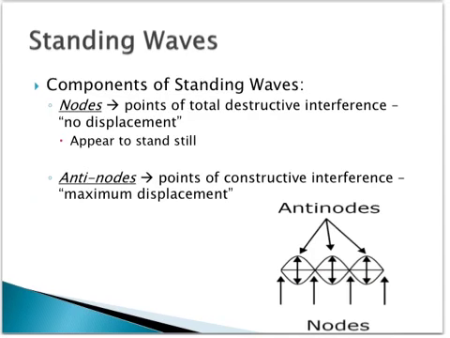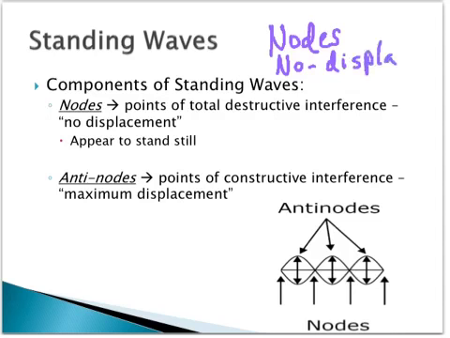So the components of the wave are two points: nodes and antinodes. Think of the word node almost as "no displacement." No displacement, node, right? So really what happens, you get a point where the two waves, the crest and the trough, are going to totally destructively interfere with each other. So they're going to completely cancel each other out. So what you're going to get is a point when those interfere of no displacement. Thus, you get a component called a node. So that's the point of total destructive interference.